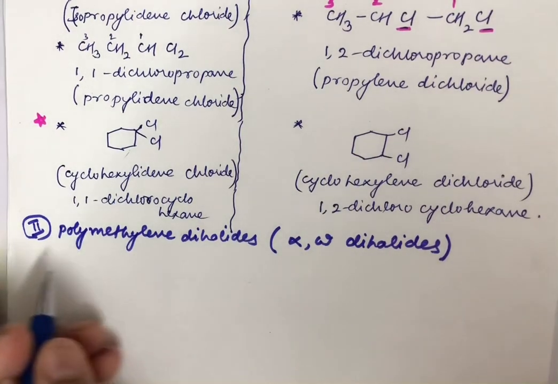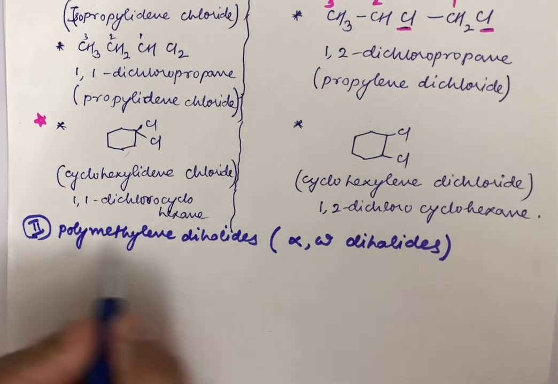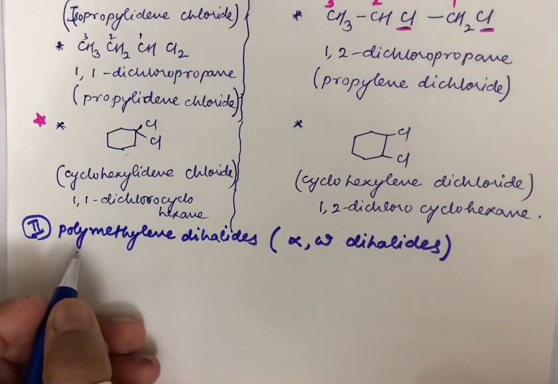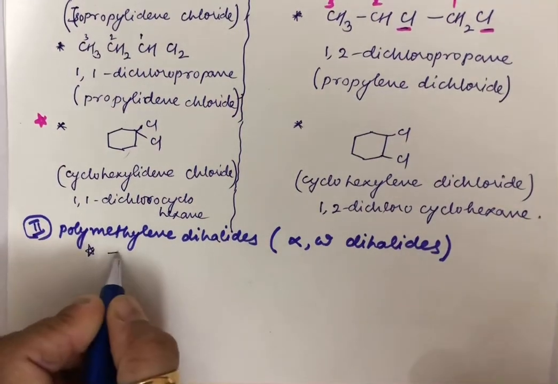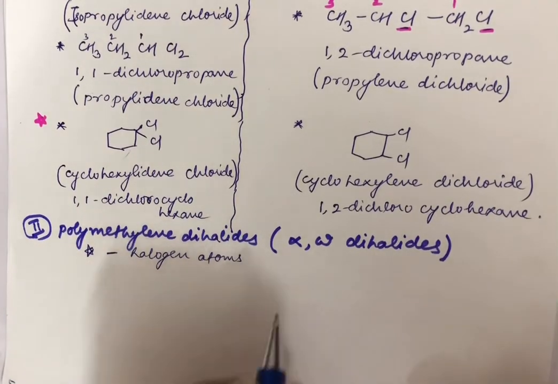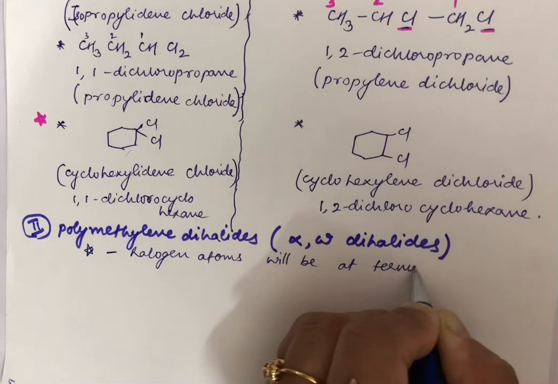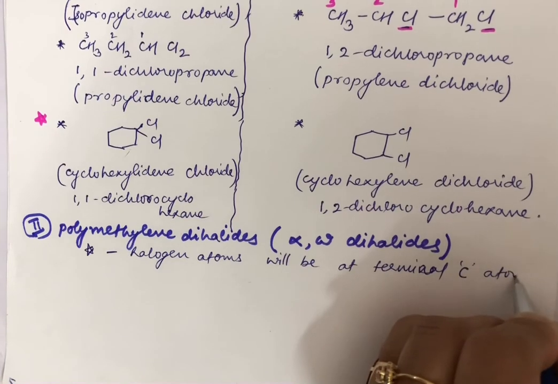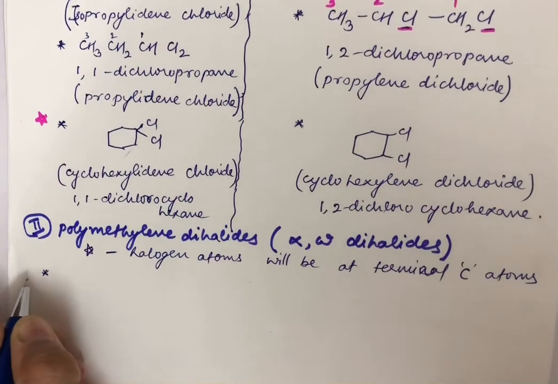So I am just showing you. Now students, here it is dihalides only we are naming them. But the only thing you need to keep in mind here is the two halogens. Whatever may be the structure, the two halogens here would be at the terminal carbon atoms. Terminal means the last carbon atoms. Okay, let me give you an example to support what I am telling you about polymethylene dihalide.